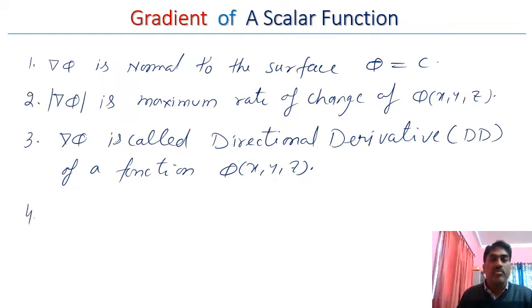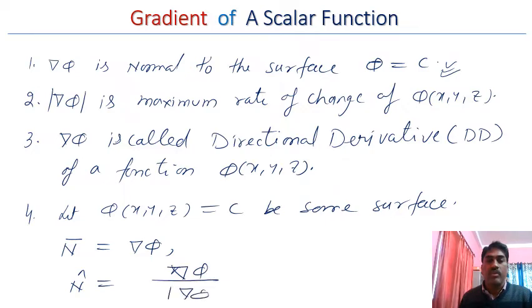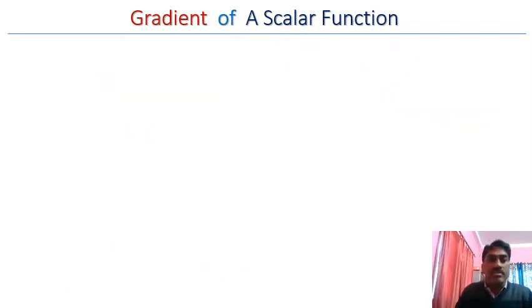And finally, if you have to find out the surface normal, we have already discussed it here. So let phi xyz is equal to c be some surface. Then if you denote by n the surface normal, then the surface normal will be del phi. And sometimes we need to find the unit surface normal, so the unit surface normal will become del phi by magnitude of del phi. So these are very useful things that you must remember before going ahead. Now let us take some examples.